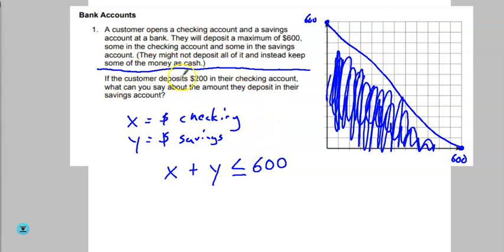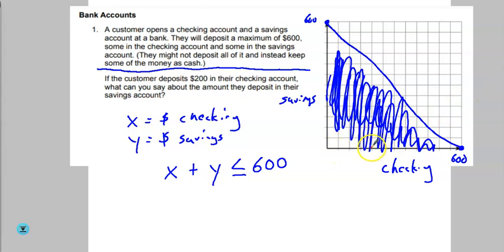So that's the inequality part. We have the information. There's our graph and our equation. Now we're going to look at the situation or the question. If a customer deposits 200 into checking, so remember, x is the checking. So down here, that's checking. On the side is savings. So 200, change color.